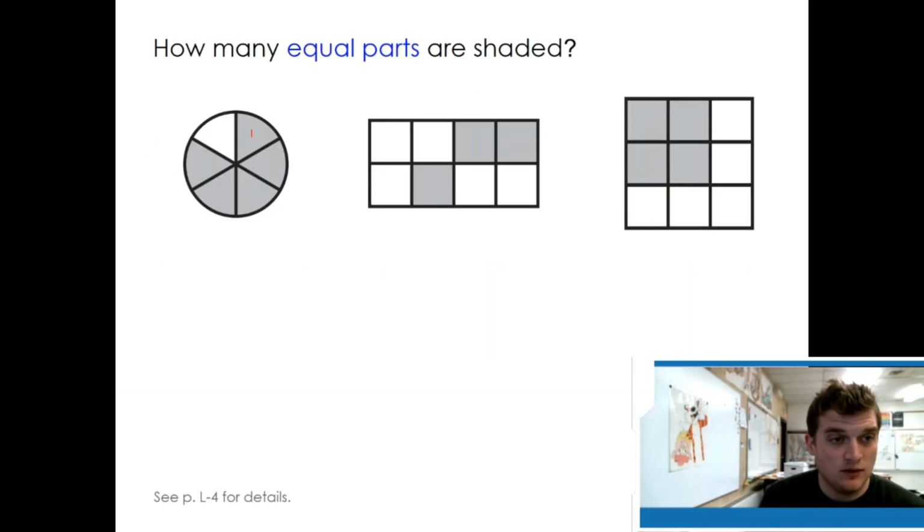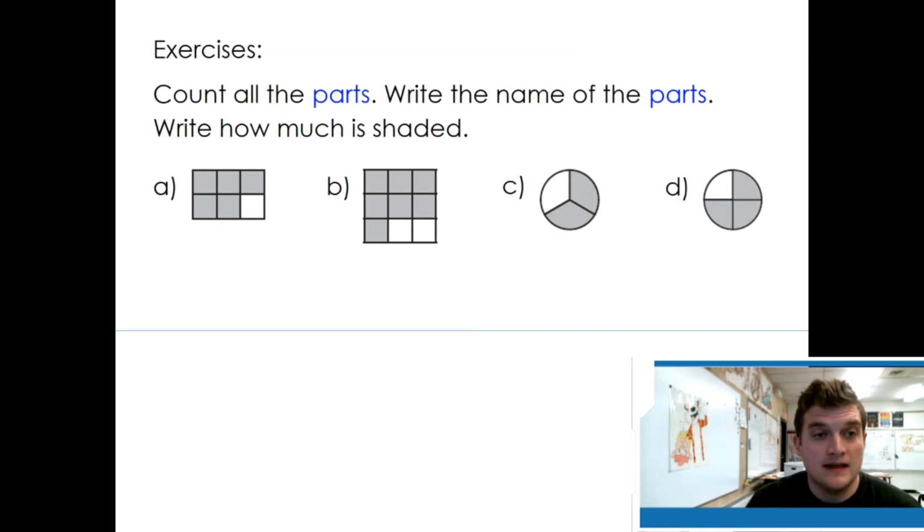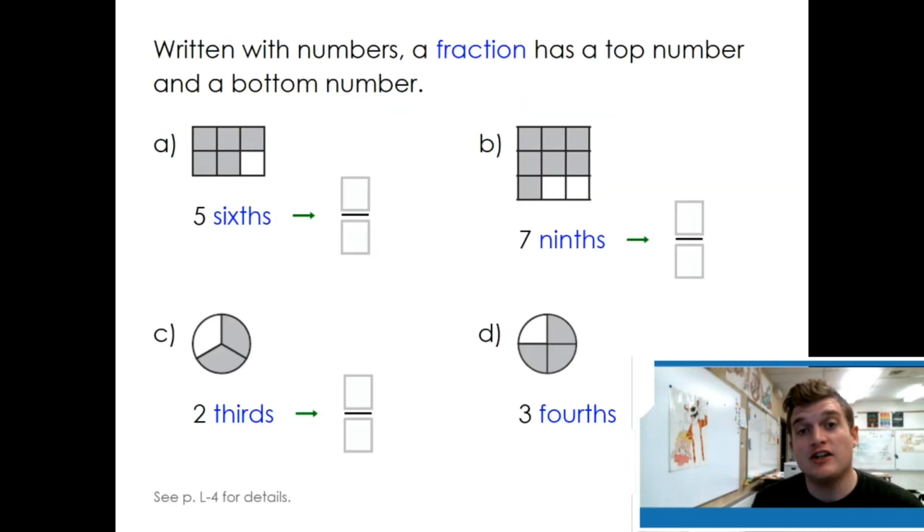How many equal parts are shaded? Simply going to count 1, 2, 3, 4, 5, 3, and 4. Count all the parts, write the name of the parts, write how much is shaded. Written with numbers, a fraction has a top number and a bottom number. 5/6 is written with the 5 on top, called the numerator, and the 6ths on the bottom, called the denominator. Looking at the first one, I bet you can finish the next 3.